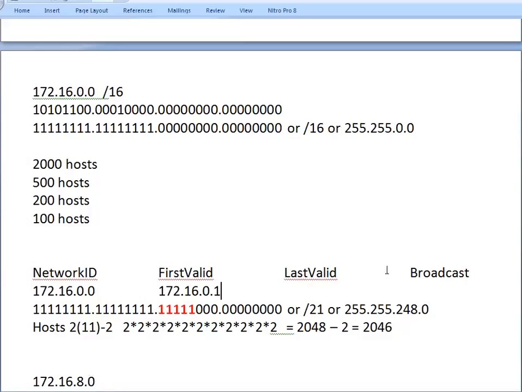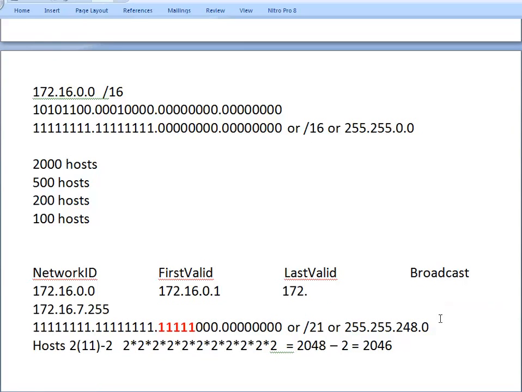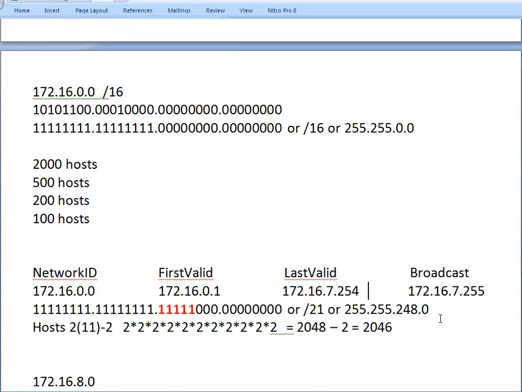Let's have a look at the broadcast first. The broadcast address is the next network ID minus 1. So 172.16, what is 8.0 minus 1? 7.255, because 7.255 plus 1 is 8.0. So the last valid address is 172.16.7.254.